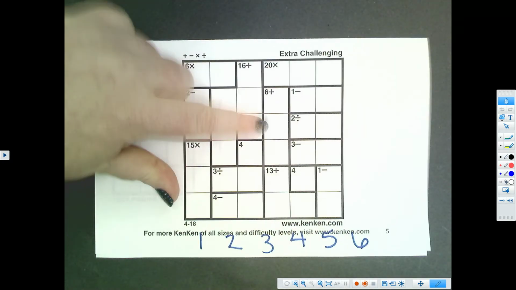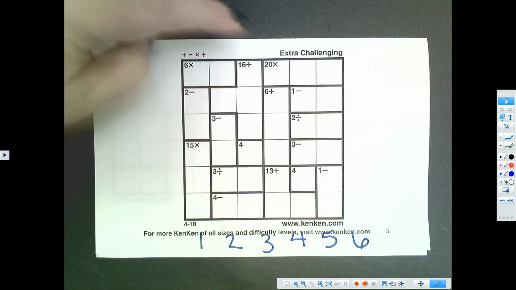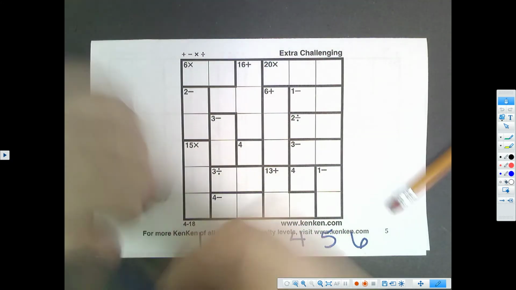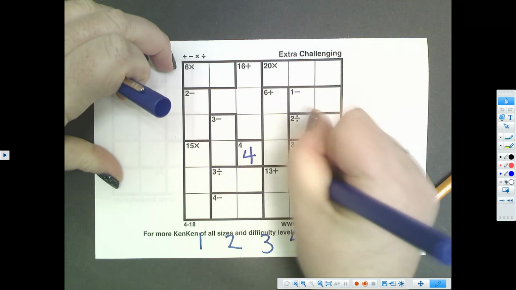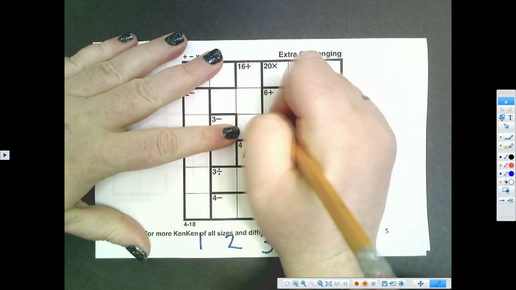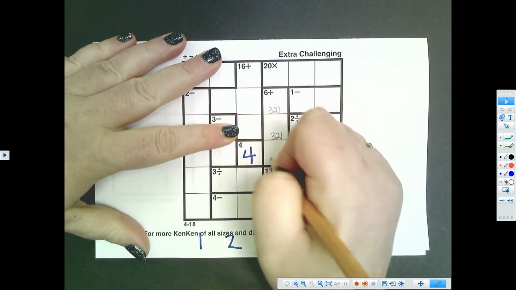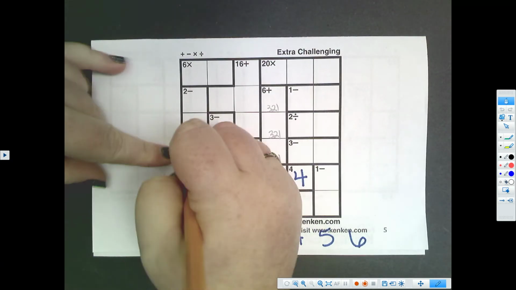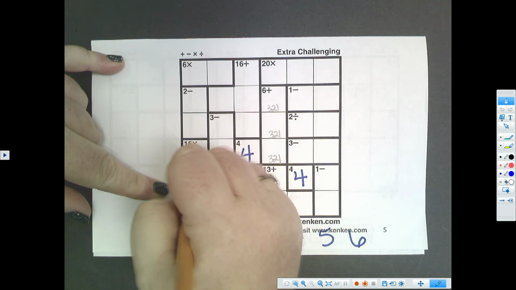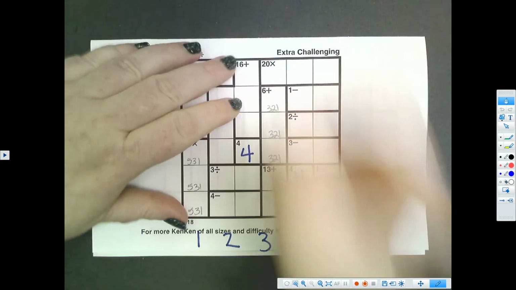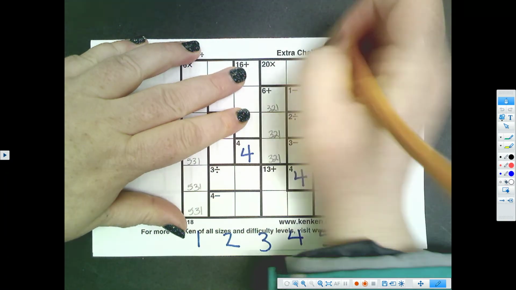So I know 3, 2, 1 makes 6. I know 20. I know 4. So I'm going to start filling in first these ones. And then we're going to fill in some of our options. So we know that this is 3, 2, 1 in some order. Now I know this one has to be 5 times 3 times 1, because that's the only way to get 15. And the only way to get 20 is 4 times 5 times 1.